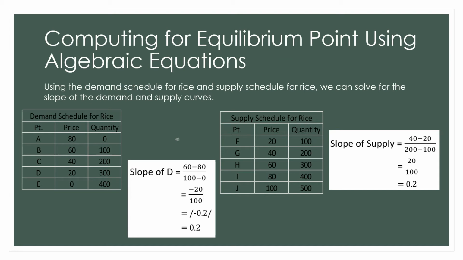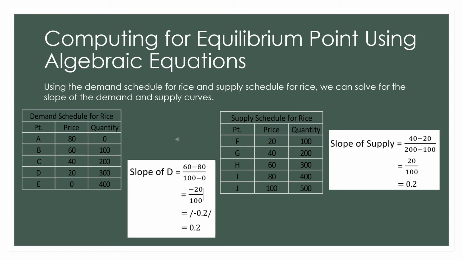So, using the point A and B for the demand schedule for rice, we have 60 minus 80 divided by 100 minus 0. So, we have negative 20 divided by 100. So, the slope is negative 0.2, or the absolute value is 0.2.